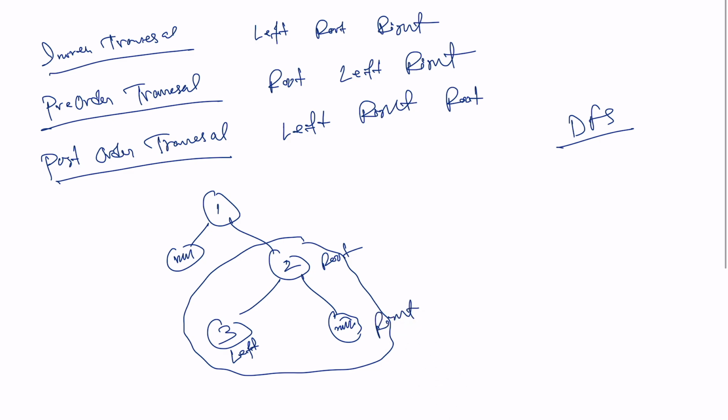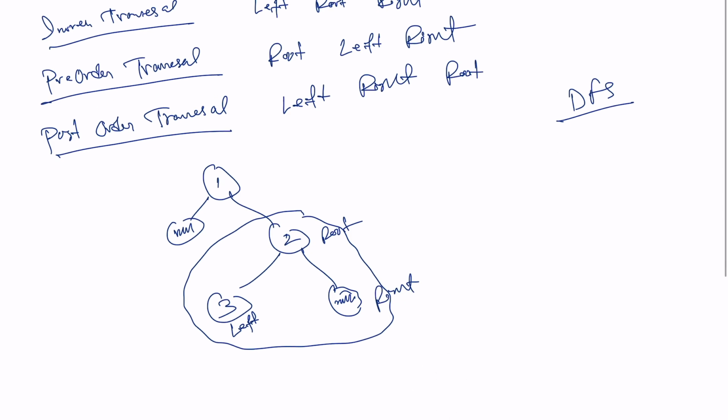In-order traversal means left, root, right. So in this case what will be our result? 3, 2 and right is null. So we went top down through recursion or through DFS. Then when we come back, what will be the result for this particular subtree? It will be 3, 2.